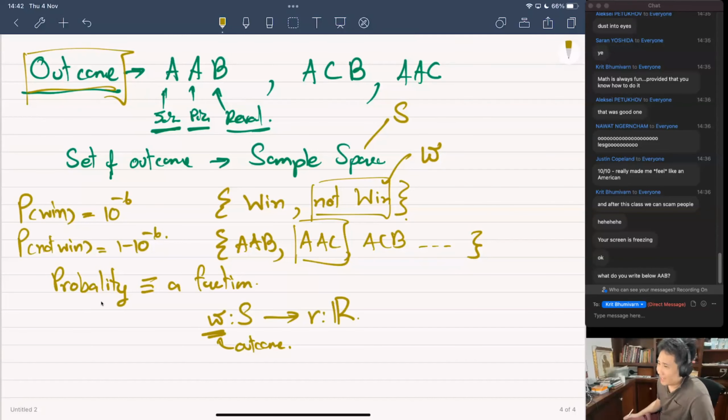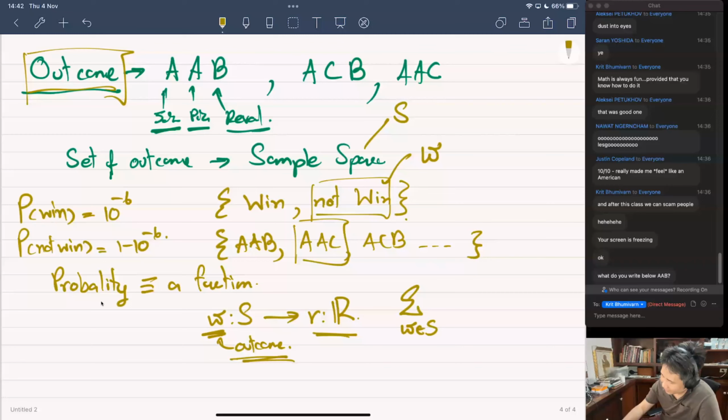Probability is a function that takes in the outcome and spits out the probability, but there is a certain restriction: the sum of the probabilities of all the outcomes is going to be 1. And there's a restriction that probability can't be negative, so P of omega is greater than or equal to 0 for all omega.